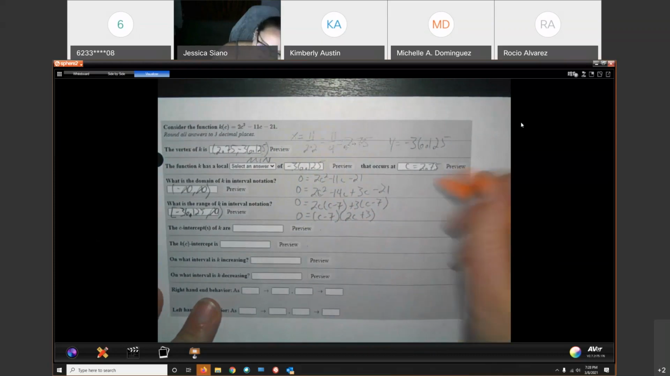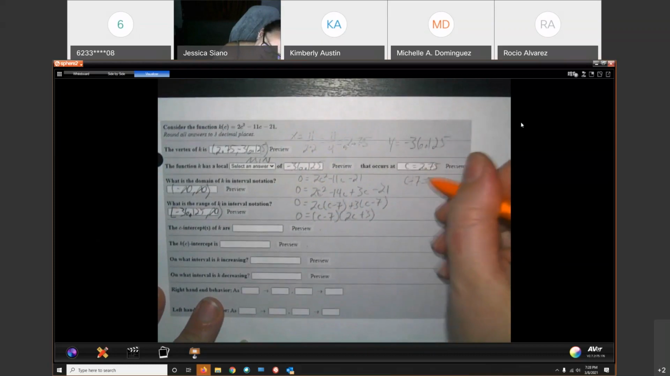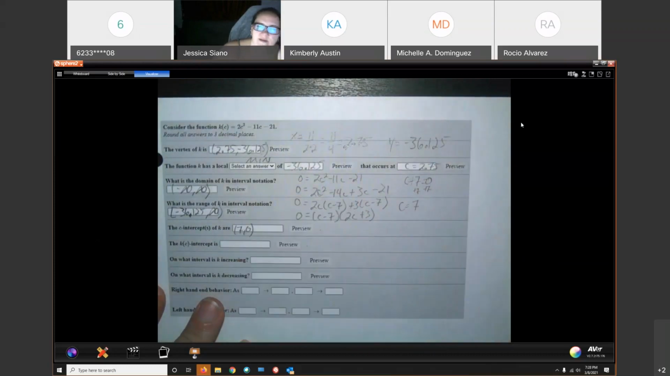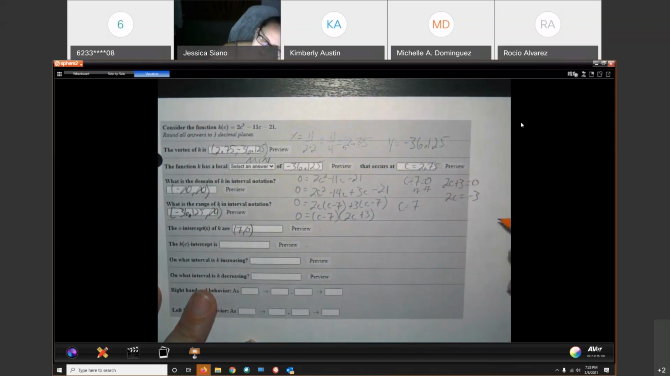And then I'm just going to solve each one of these individually. So c minus 7 equals 0. Add the 7. So c equals 7. And then 2c plus 3 equals 0. So we'll subtract the 3 and divide by the 2. And negative 3 divided by 2 is going to be negative 1.5.